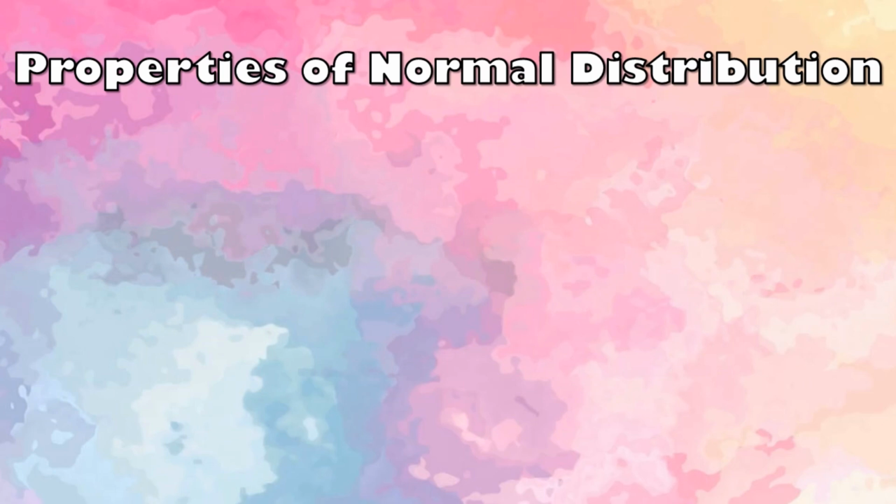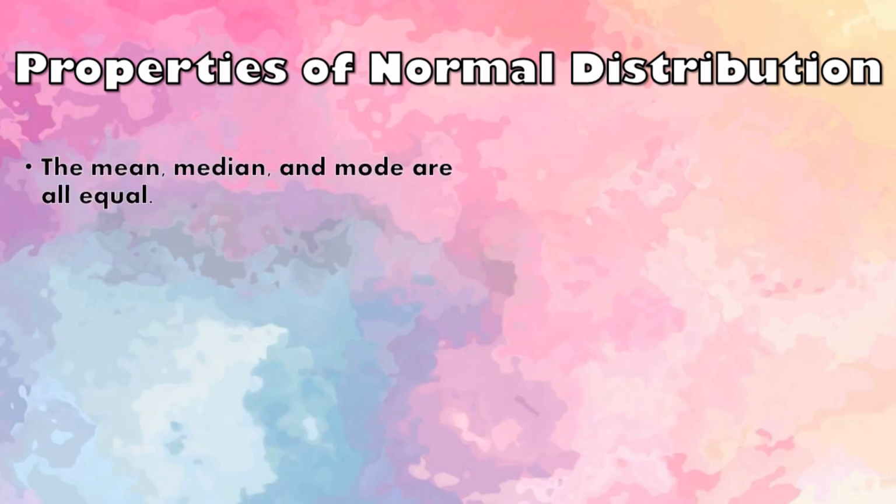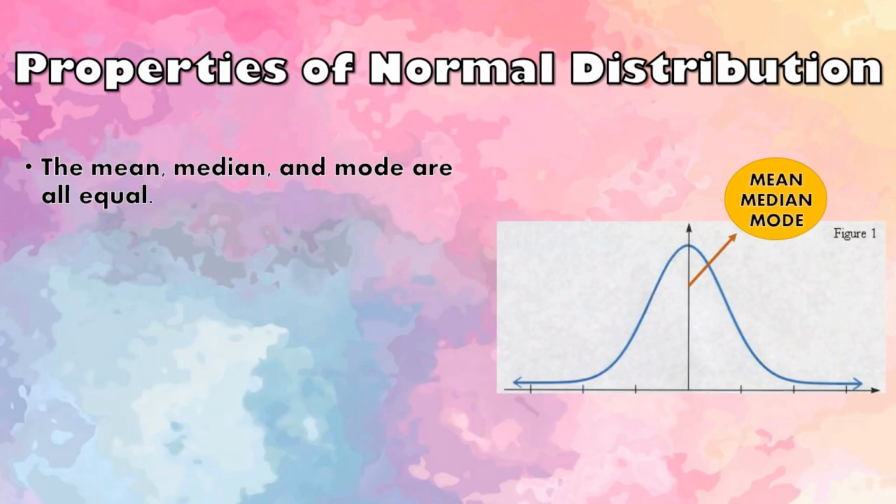The following are the properties of normal distribution. Let's have property number 1. The mean, median, and mode are all equal, based on the figure on the right side. What have you noticed on the shape of this figure? If your answer is that it looks like a bell shape, then your answer is correct. What does the center do with this figure?